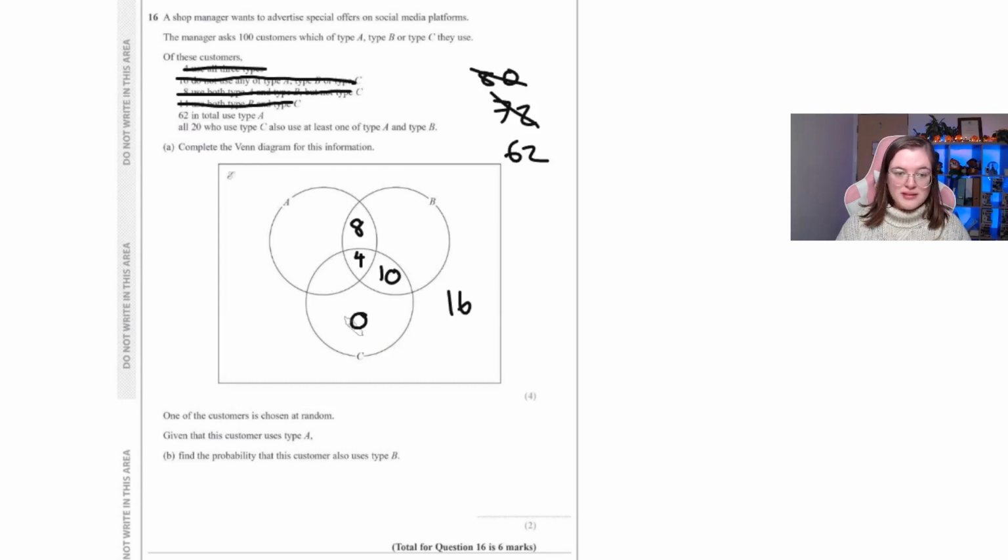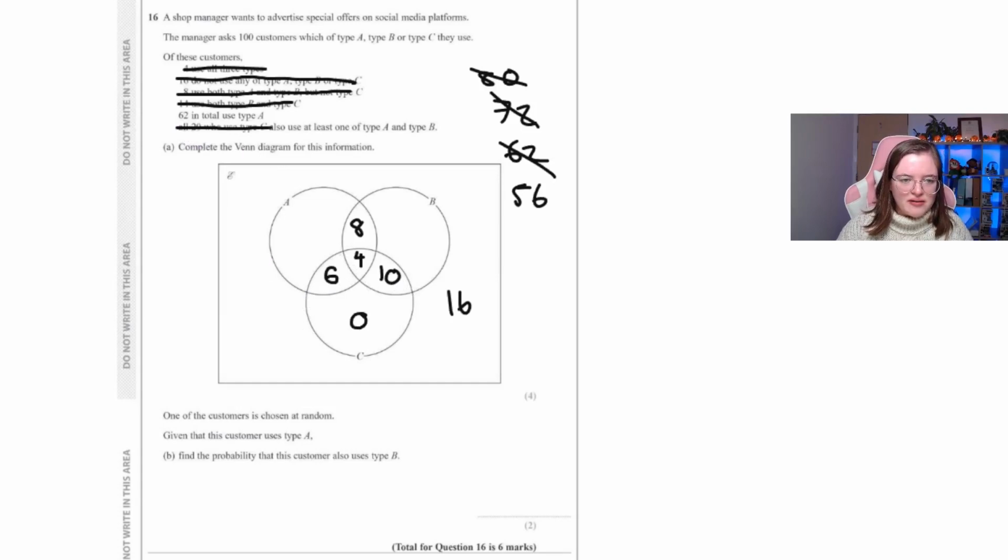And then all 20 who use C. So there's 20 people in this C circle. We've already got 14, which means that 6 needs to go in there. I can get rid of that and get 56. No, that's not right. My gosh, my mental maths. Abysmal. Absolutely abysmal. Oh, what, 56? Oh, I need to trust myself more. 56. There we go. 56 left.